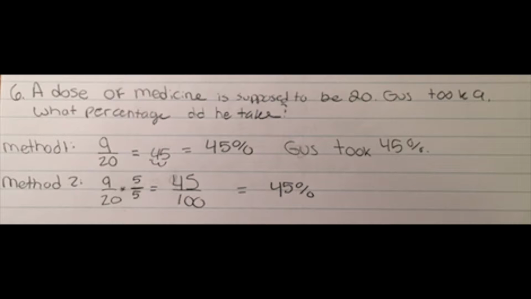The second method I did as if I didn't know that. So what I did was I was like, okay, well, I know percentages are out of 100, so I wanted to make sure that the denominator was 100. And so 20 times 5 is 100, so I knew I needed to multiply 9 times 5 as well, because what you do to the bottom, you have to do to the top and vice versa. So I multiplied 9 by 5, and I got 45, and 20 by 5, and I got 100. And so 45 out of 100 is 45%.